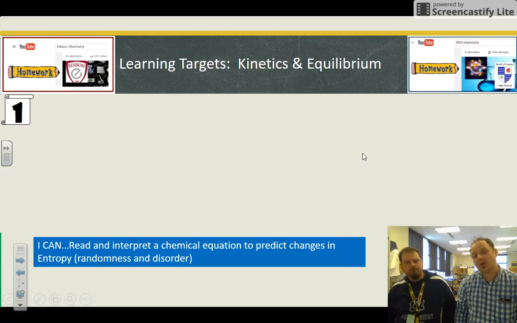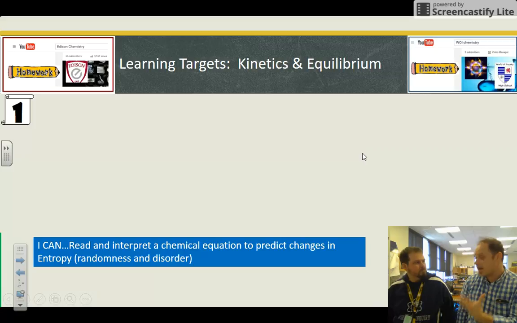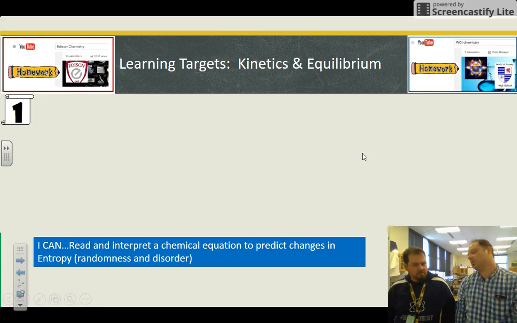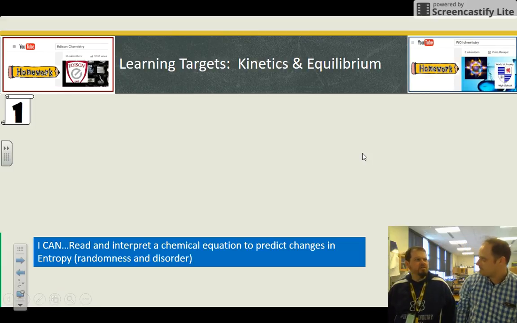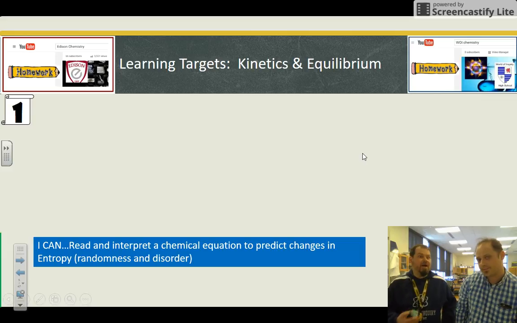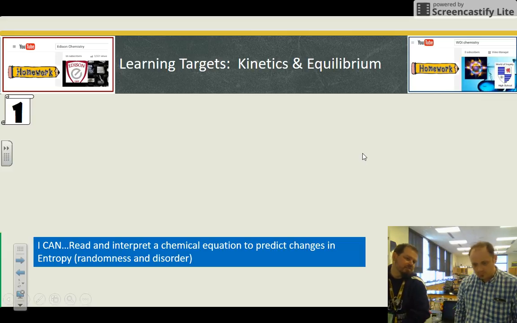Read and interpret a chemical equation to predict changes in entropy, which is a measurement of chaos, randomness, and disorder. We're not going to put numbers on entropy. We're going to do this from a different perspective with states of matter, which simplifies it but still does it justice. You could look at it as randomness, or you could look at it as order, which is the opposite, and sometimes it makes more sense that way.